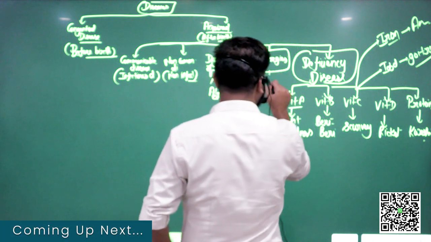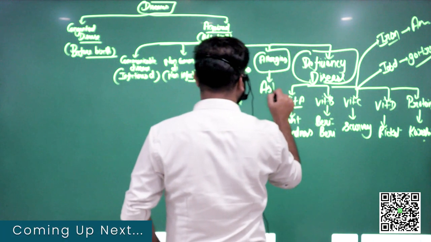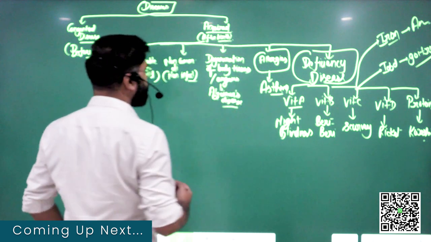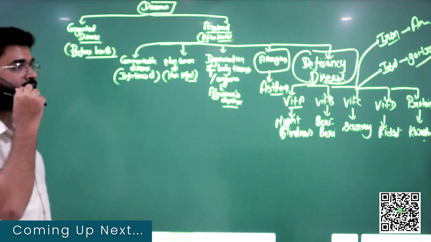Some diseases are allergic disease like asthma. Degenerative disease. With the age, you will be witnessing degeneration in your body part.